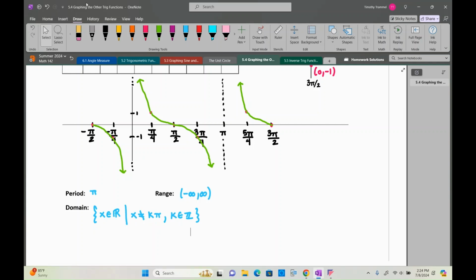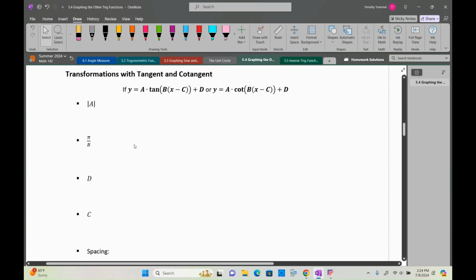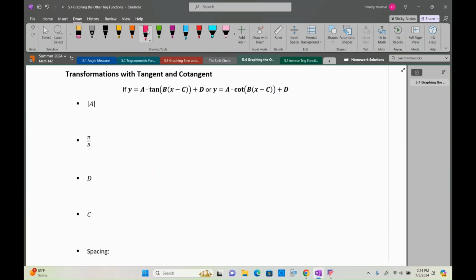All right. So what I want us to do now is just review what A, B, C, and D tell us. They tell us almost the exact same things for tangent and cotangent that they told us for sine and cosine. So let's go ahead and scoot down. So transformations with graphs of tangent and cotangent.